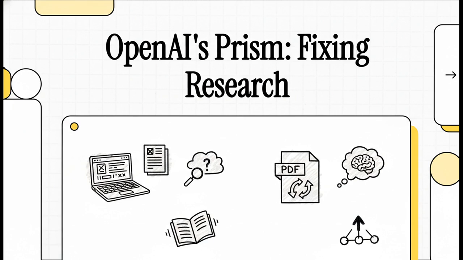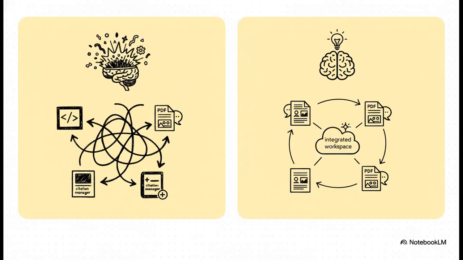But what if I told you OpenAI might have just fixed this whole thing in one single move? Today, we're diving deep into their potential game changer, a brand new tool called Prism. And yeah, this really just says it all, doesn't it?